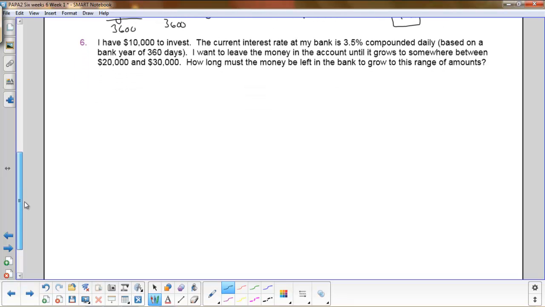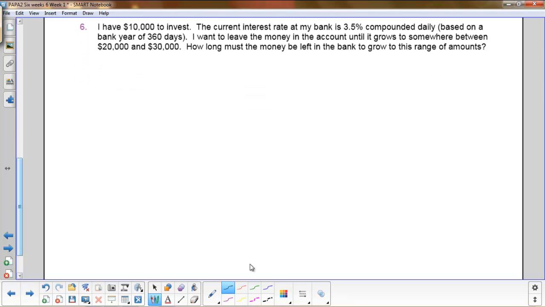And finally, question number 6. Please go through the steps to determine how many years it's going to take to get these two amounts of money. Notice that there are two different numbers that this person wants to get to, either 20,000 or 30,000. So you're going to have to solve once for the lower edge of the range, and then solve again for the upper part of the range. Please be prepared to share your answers with question number 6 tomorrow with your group mates.